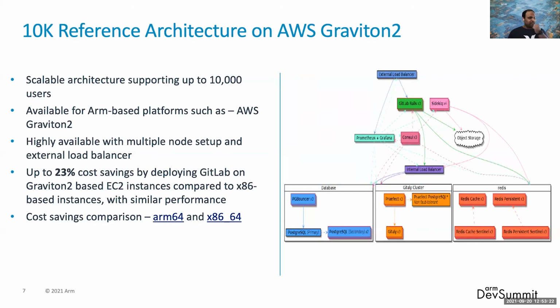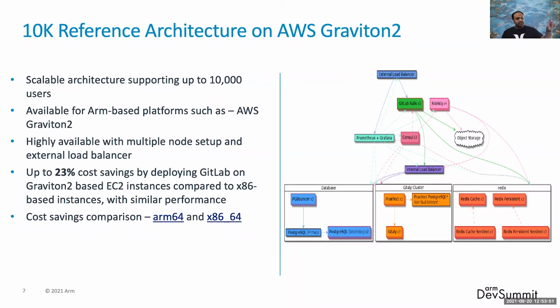So this is a high-level overview of the GitLab 10K reference architecture. Now, GitLab supports users from a single user up to 50K users. You can use the self-hosted GitLab for up to 50K users, and you can have all that good functionality that Darren just talked about in-house and deploy on your own.